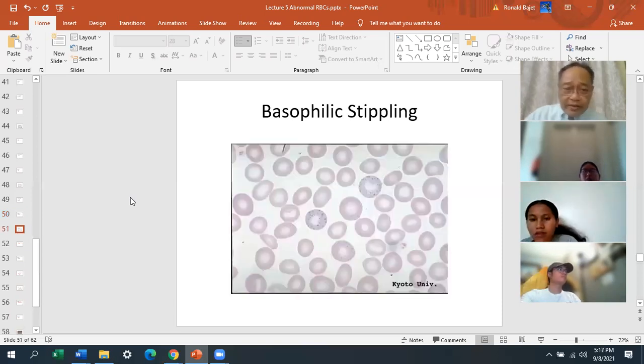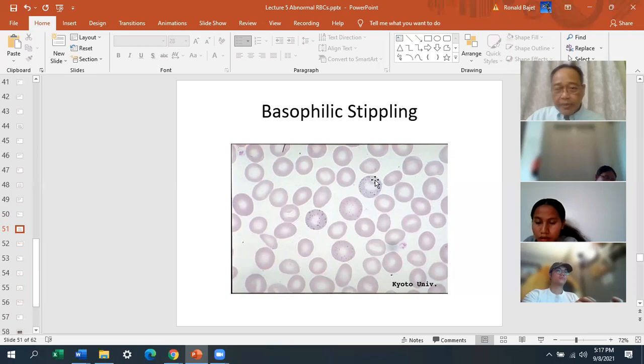Okay, so here it's difficult to see. At first glance, you'll say, I don't see anything. But if you look closely at this cell here and this cell here, they look like freckles. It's evenly distributed around the cell, not like the Heinz bodies or the Pappenheimer bodies where you have an aggregation off to one side. Basophilic stippling is throughout the entire cell. If you see that, that's called basophilic stippling.